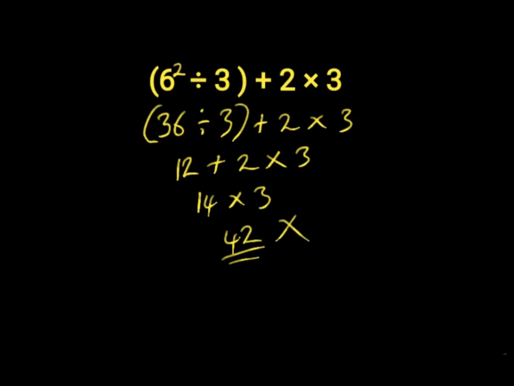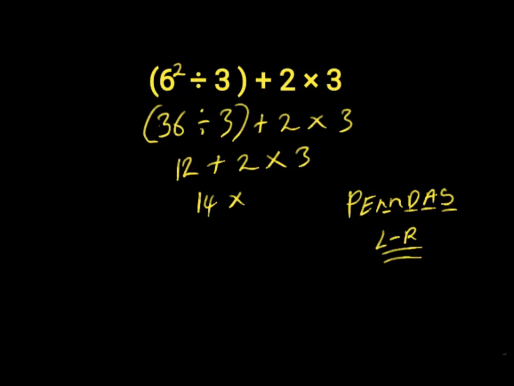42 is wrong because we did not work with the order of operations, which is PEMDAS. In PEMDAS, we have parentheses, exponents, multiplication, division, addition, and subtraction. Multiplication and division have equal priority, as do addition and subtraction, from your left to your right, in order to arrive at the correct answer. Let us solve the right answer to this question.